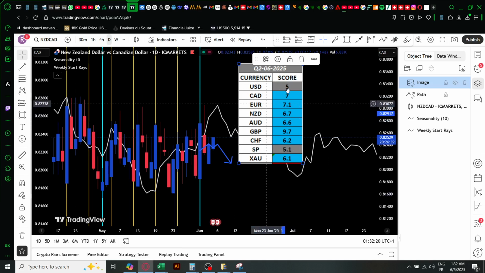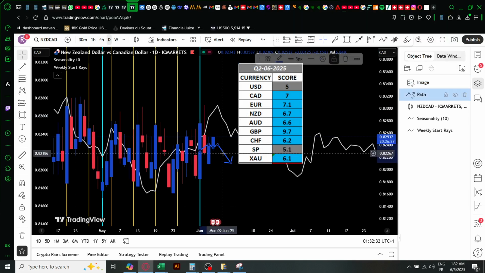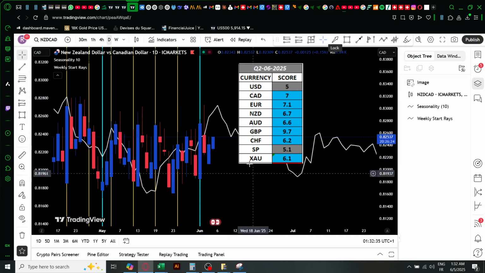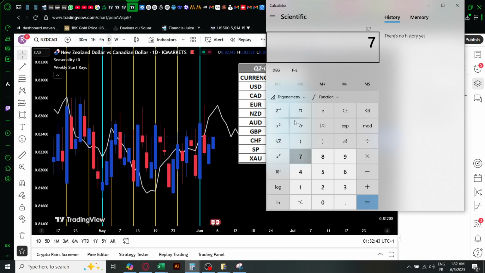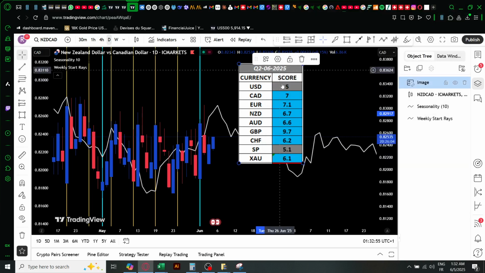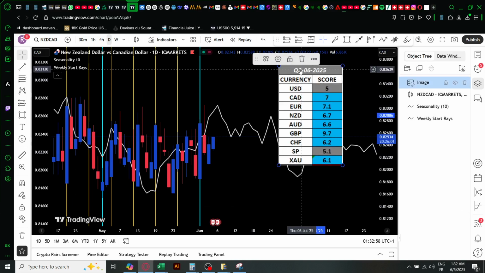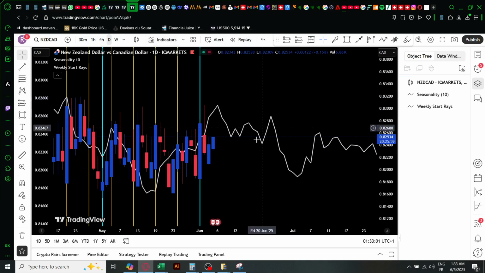So we have the Canadian at 7 and the New Zealand dollar at 6.7. So what does it mean? Let me just delete this arrow. What it means is 6.7 minus 7 plus 5. So this is the score. It's 4.7. 5 is the neutral. So it's slightly bearish. I'm going to remove it.